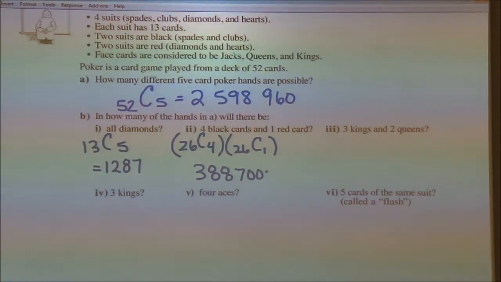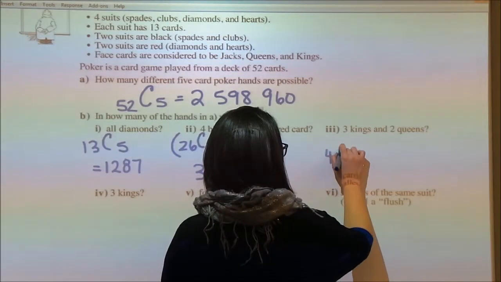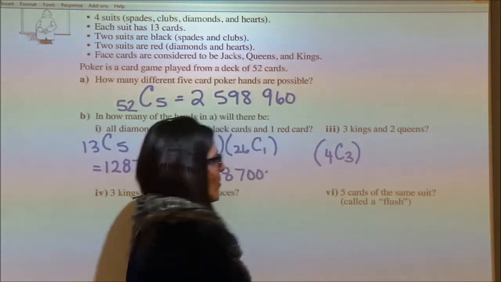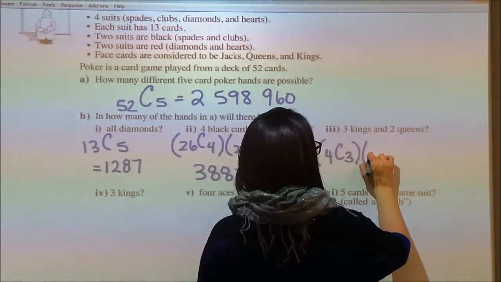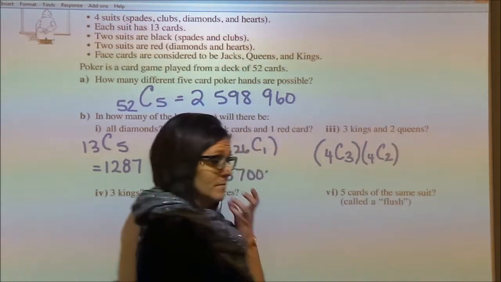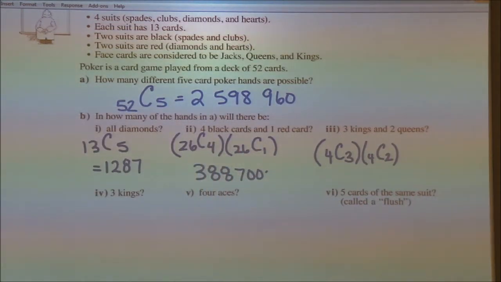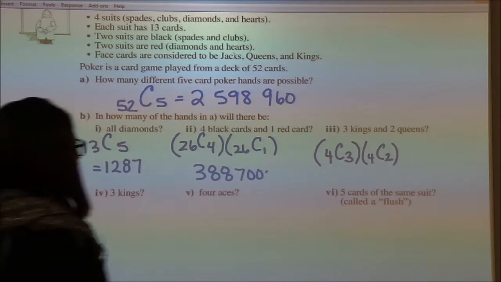3 kings and 2 queens. So how many ways can I pick 3 kings? 4C3. Yes. And how about the queens? 4C2. Yep.